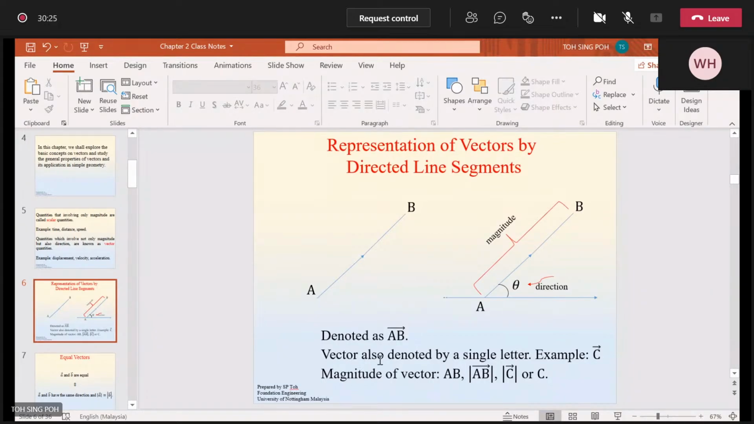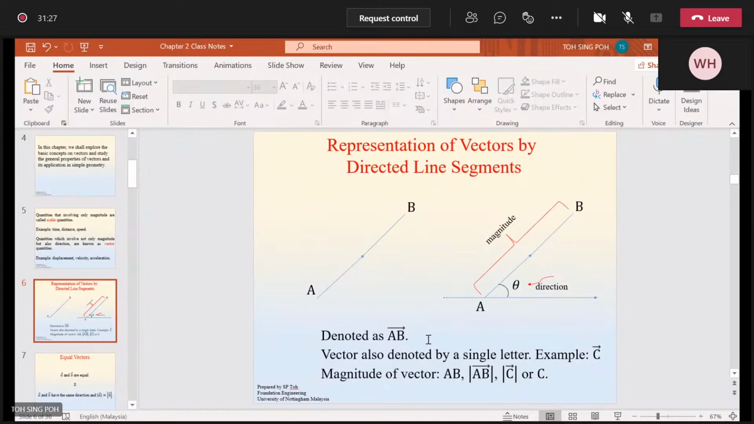A vector can also be denoted by a single symbol, especially in mechanics. We normally use single symbols to represent a vector. But in this chapter, it is more common to denote the vector by two symbols together with an arrow. The magnitude of the vector is given by the two symbols without the arrow, which refers to the magnitude of the vector AB. Or if you don't want to remove the arrow, you can add two vertical lines, which refer to the magnitude or absolute value. If this is a single letter C, you can also add two vertical bars to represent the magnitude of vector C. Magnitude means the length of the vector. Or without the arrow, only the single letter C.